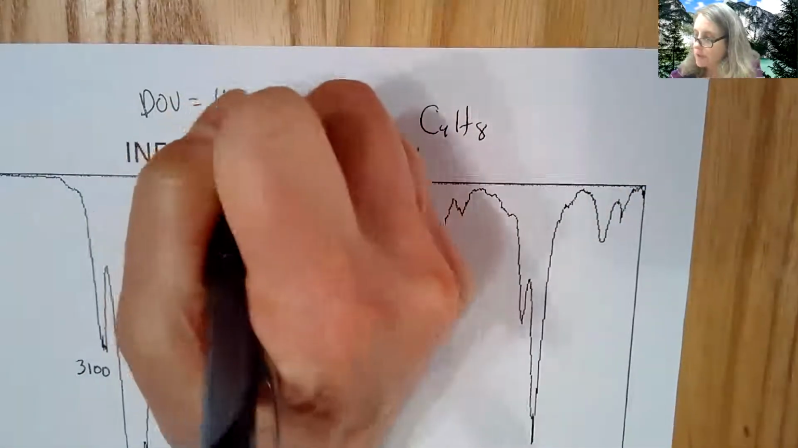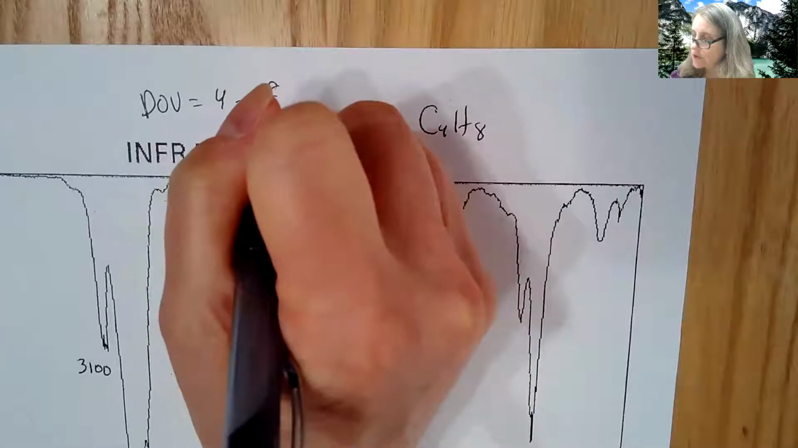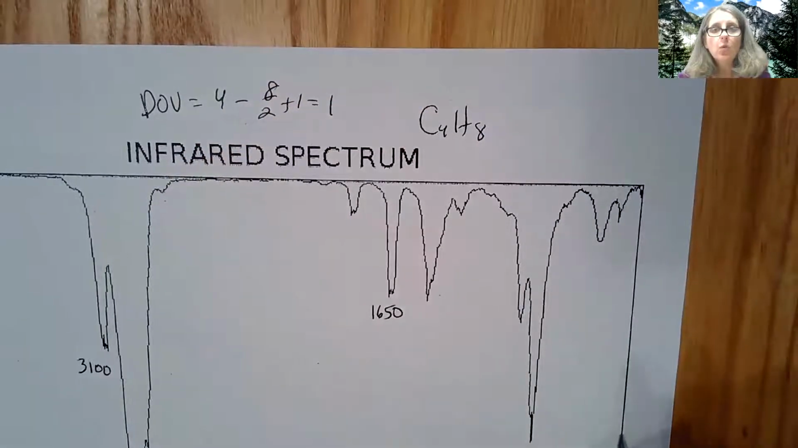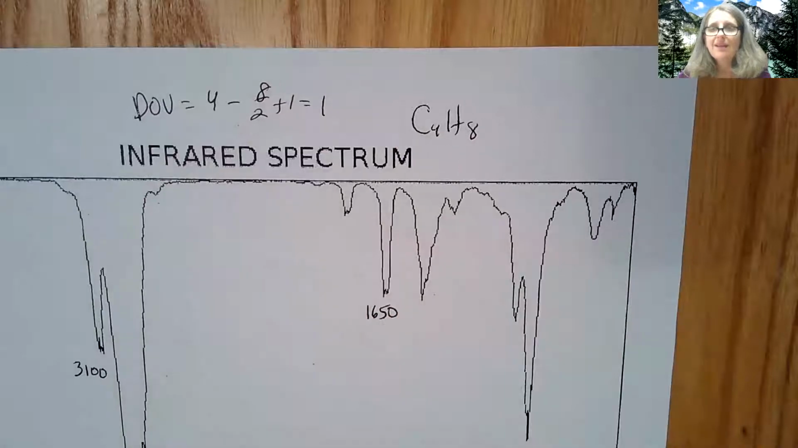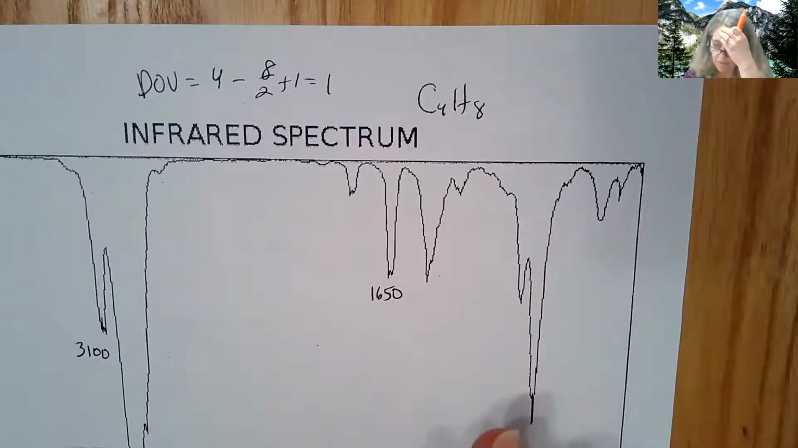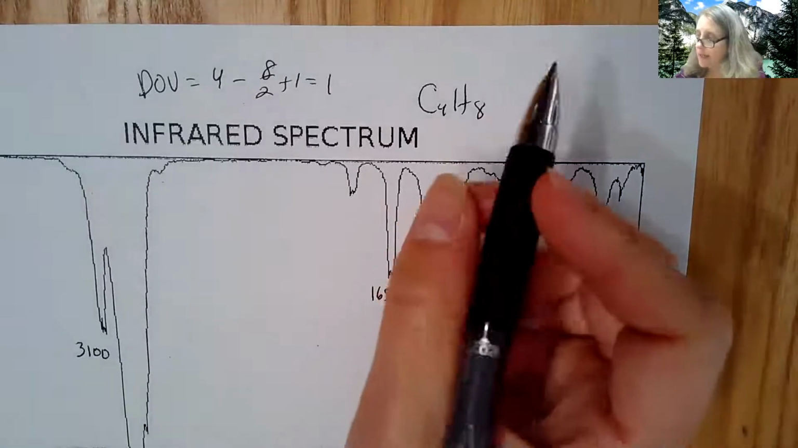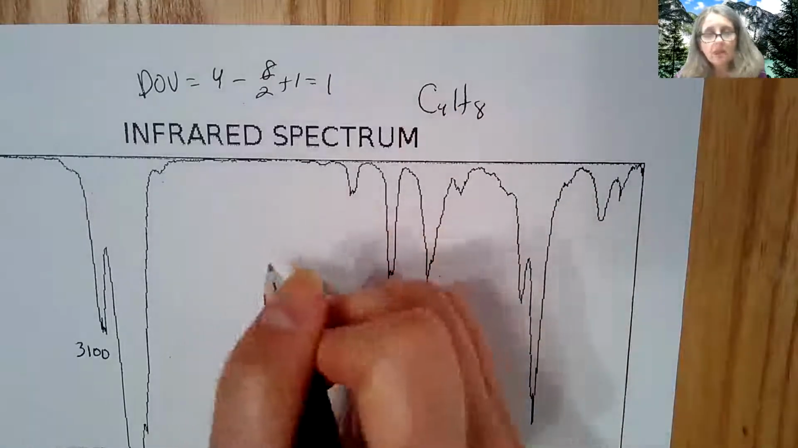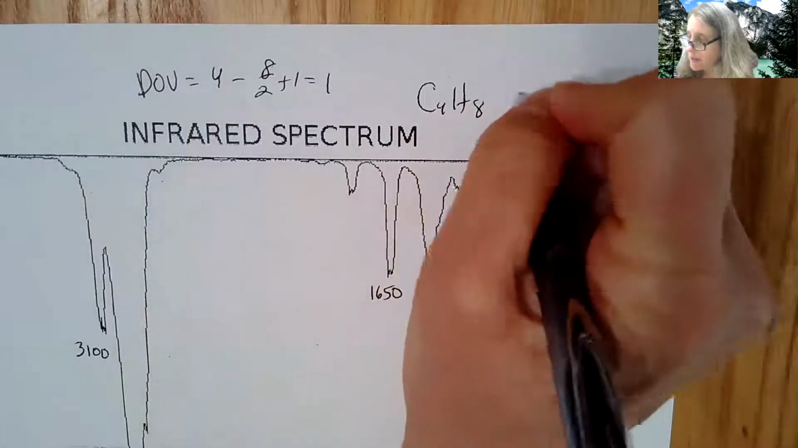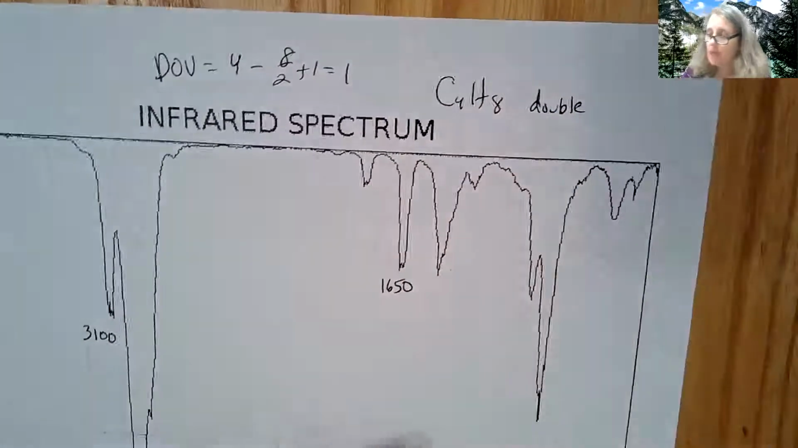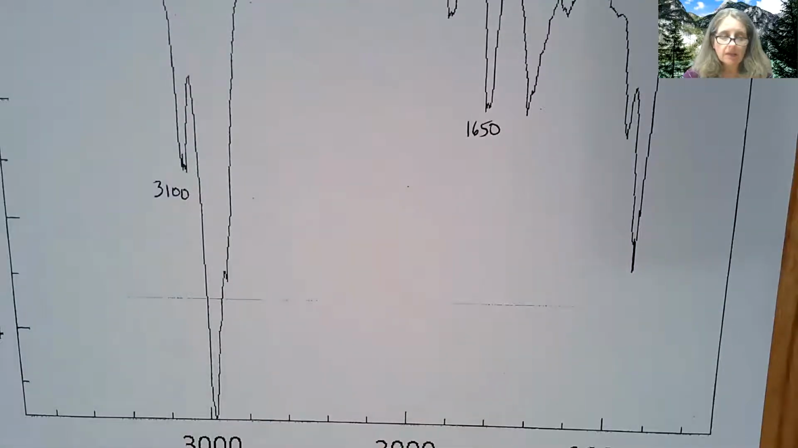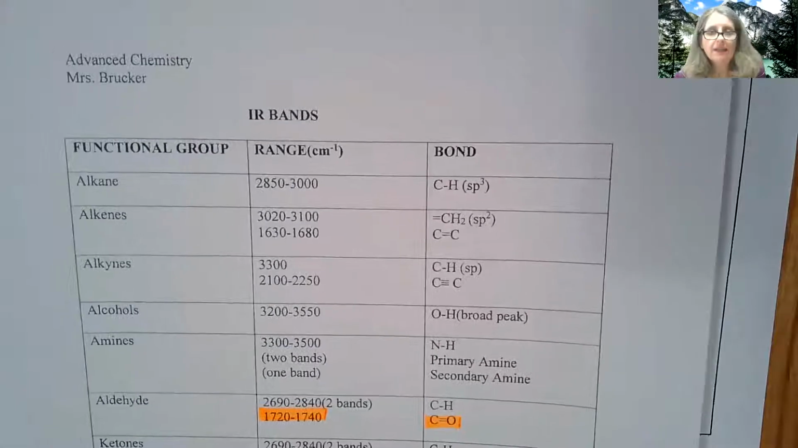So I have 4 carbons minus 8 over 2 plus 1 gives me a degree of unsaturation of 1. Now it's only carbons and hydrogens, and I could have a ring, but I don't really have much data on that, but I possibly have some kind of double bond, okay? Now, if I have a double bond, I would see peaks for alkenes, okay?